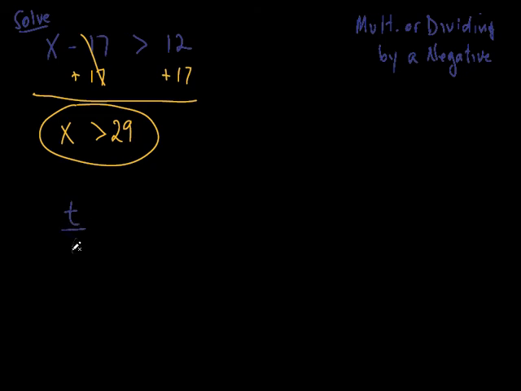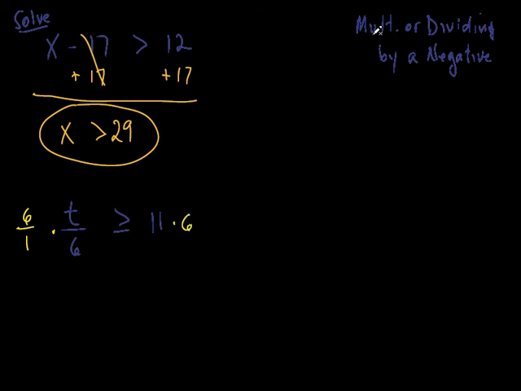This is t over 6 greater than or equal to 11. So again, what are we trying to do? We're trying to get t by itself, and we have to get rid of this 6. This 6 is being divided, so we do the opposite of division, which is multiplication. So we multiply both sides by 6. Multiply this by 6, and I come over here and multiply this by 6.